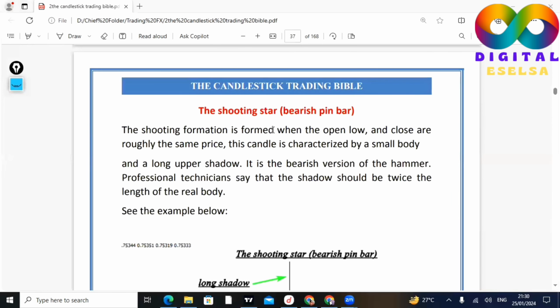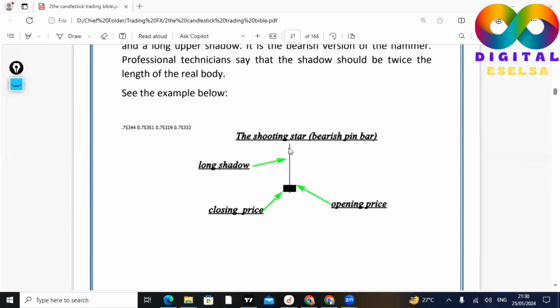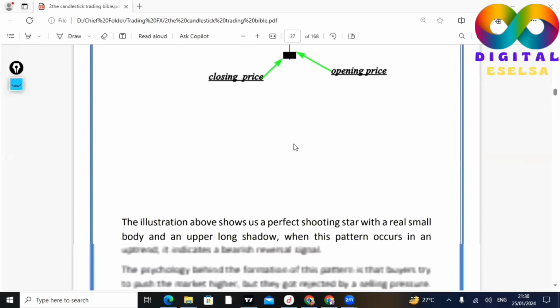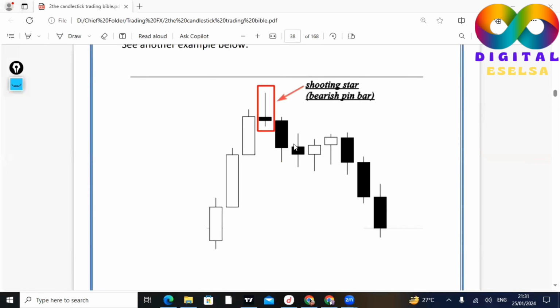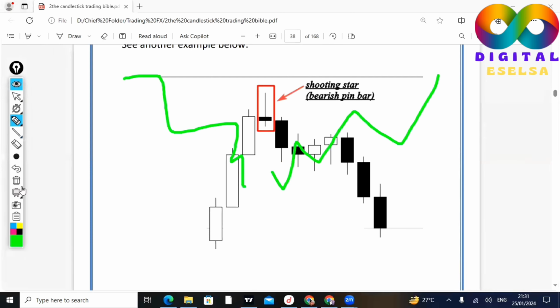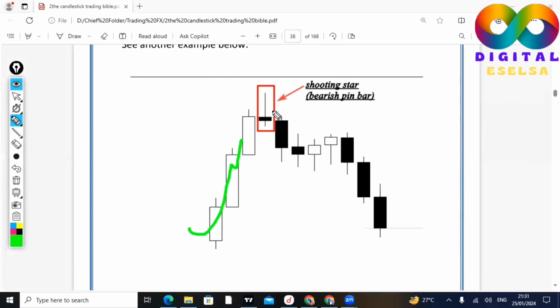So this is the shooting star. The opposite of the pin bar, we call it the bearish pin bar. So you have the bullish pin bar and the bearish pin bar. The bearish pin bar is called the shooting star, while the bullish pin bar is called the hammer. Please pay attention to this. This is the shooting star, the bearish pin bar. Look at how the market is going up, right? Then this shooting star formed, and then the market reversed.